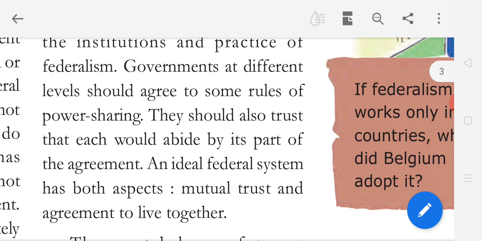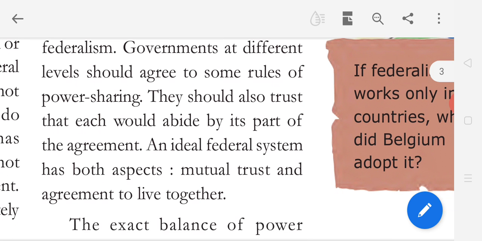Governments at different levels should agree to some rules of power sharing. Now this is also one of the important points. Governments at different levels means the state government as well as the central government. Both governments should agree to some rules of power sharing. Whatever division happens, the power which is shared between the central government and the state government, both of them should agree. They should also trust that each would abide. Abide means they should know their part of the agreement, whatever agreement is done between the central government and state government.